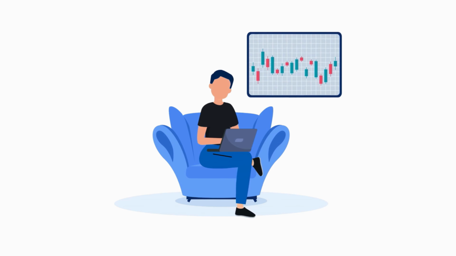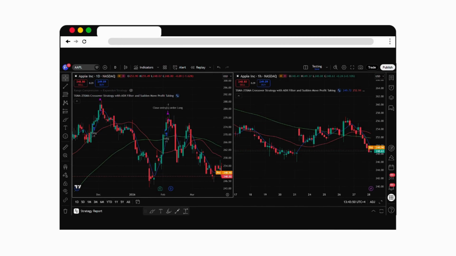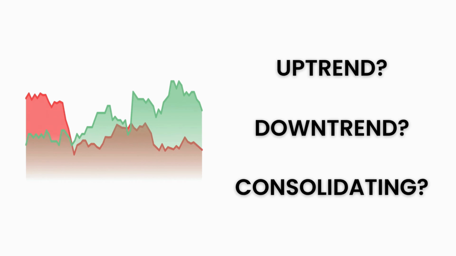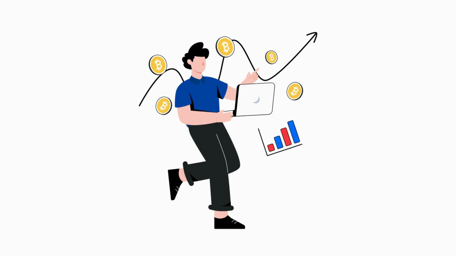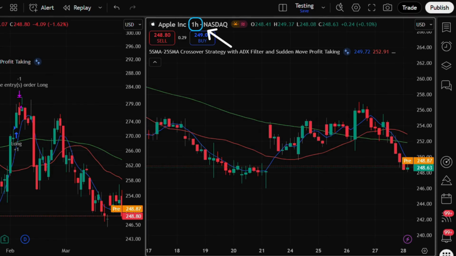Professional traders don't look at one time frame, they use multiple. Here's how it works in practice. Daily chart shows you the trend. Is the stock in an uptrend, downtrend, or consolidating? This is your directional filter. Don't fight it. 1 hour chart shows you market structure.